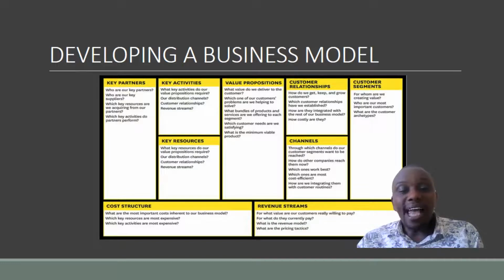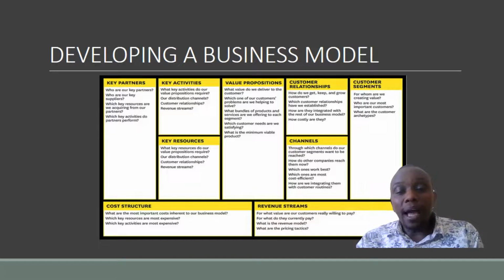The cost structure entails the key resources. Remember, the key resources are the key things that we need. And some of these key resources will incur us cost. And therefore, we need to capture these costs in our cost structure.